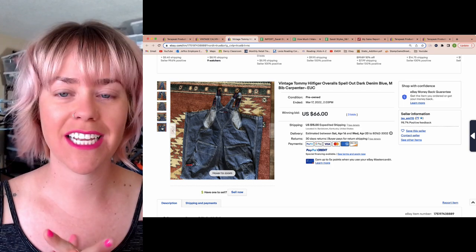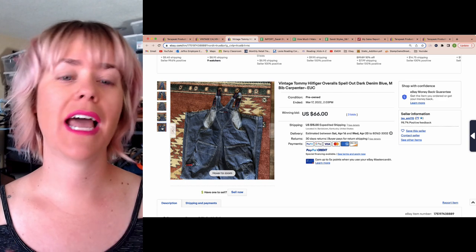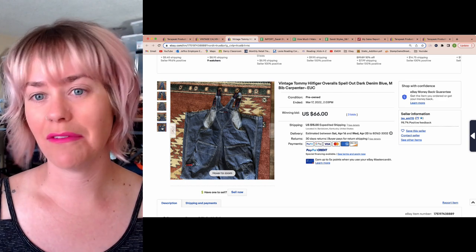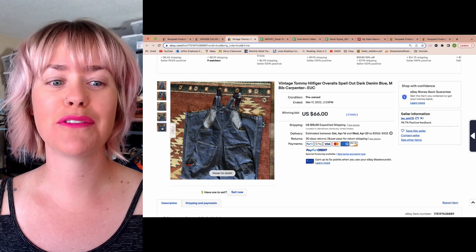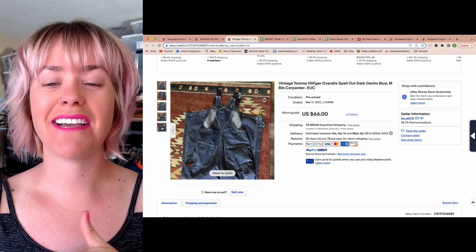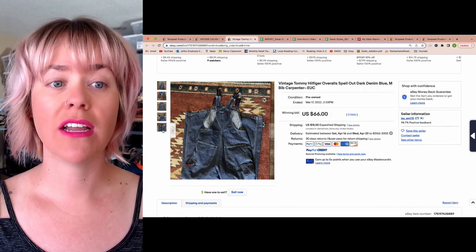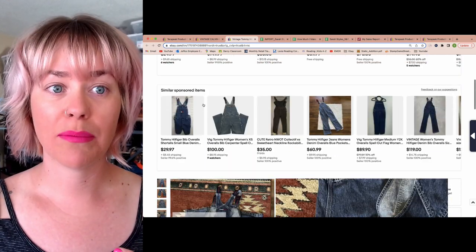My best friend in middle school into high school had a pair of these, and we didn't have a lot of money growing up, so for sure I could never afford these. I never found them at the thrift store when I was thrifting, but I definitely wanted a pair of these. And you can see, that's the Carpenter. It says Tommy Hilfiger, vintage Y2K Carpenter.